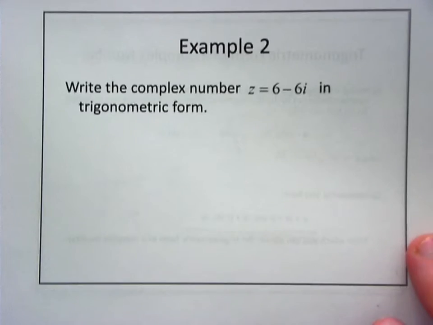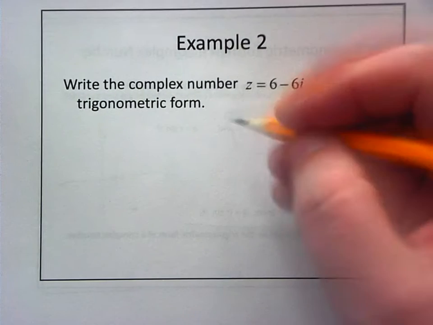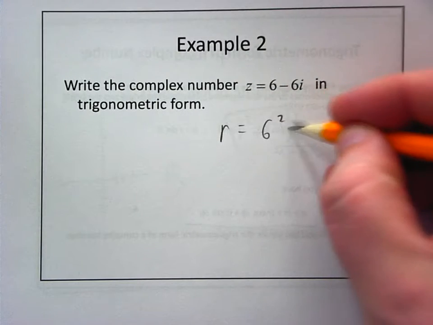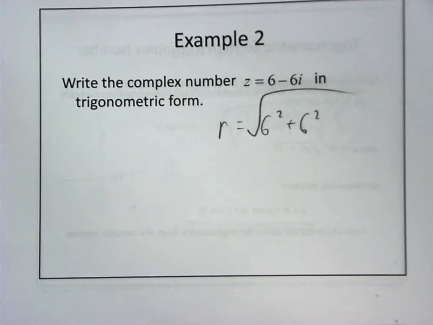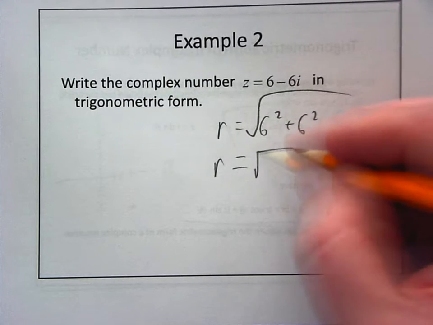So if I have this complex number, I want to write it in trig form. Well, I need two things. I need radius and I need angle. Well, how do I find the radius? It's the magnitude, yep. What do you do? 6 squared plus 6 squared. Square root of 6 squared plus 6 squared. That's going to be the square root.